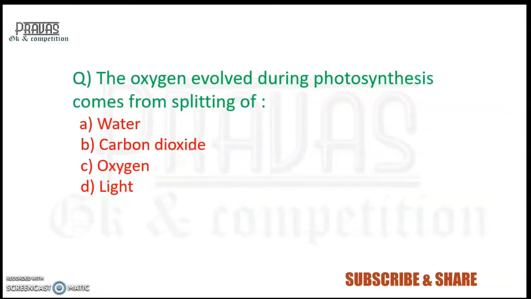The next question is, the oxygen involved during the photosynthesis comes from splitting up. The options are water, carbon dioxide, oxygen, light. And the right answer is water. Remember, by splitting up water, oxygen will be released during the process of photosynthesis.